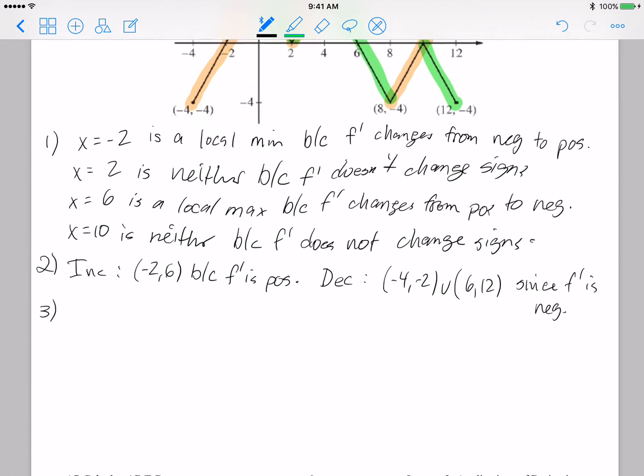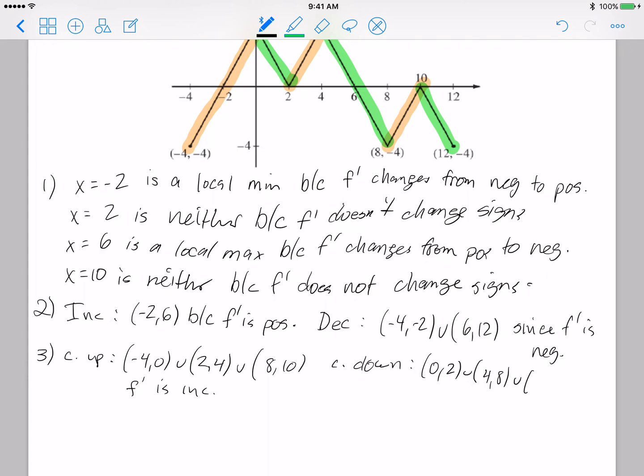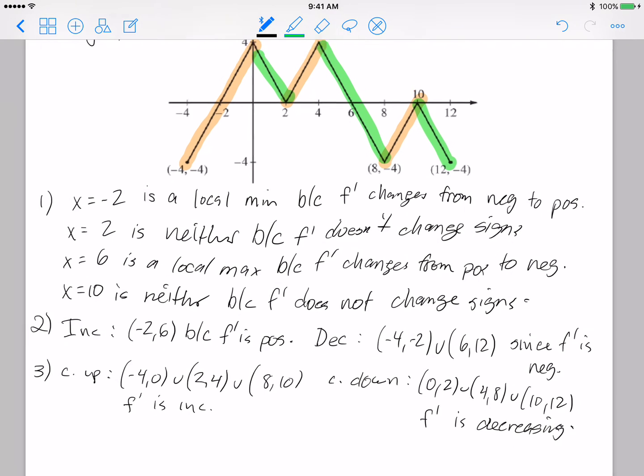Okay, so if we go down and write that, we are going to be concave up on negative 4 to 0, and also from 2 to 4, and then also from 8 to 10, and that's going to be because f prime is increasing. We're going to be concave down on all of the green parts up there, which would be from 0 to 2, and also from 4 to 8, and then finally from 10 to 12, and the justification there is because f prime is decreasing. And you can feel free to abbreviate increasing, decreasing, positive, negative, however much you want.